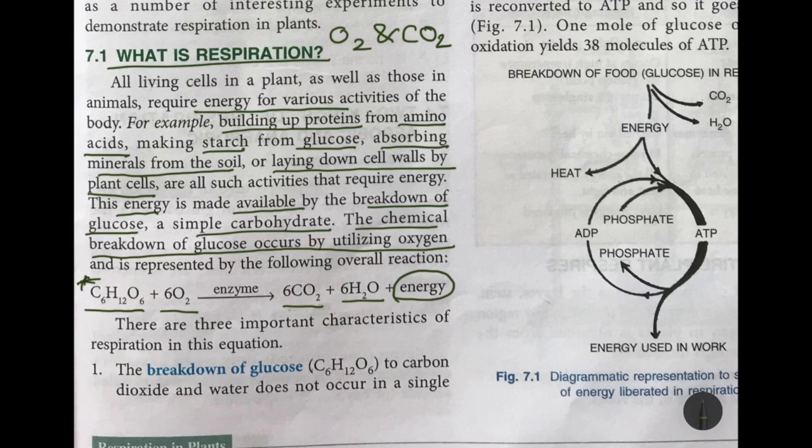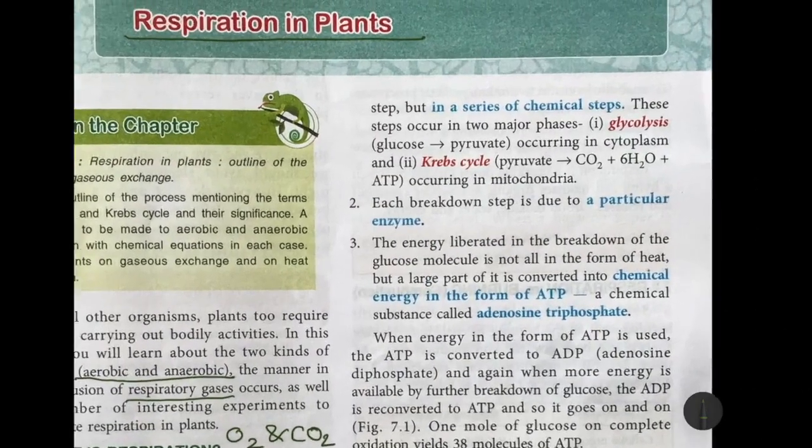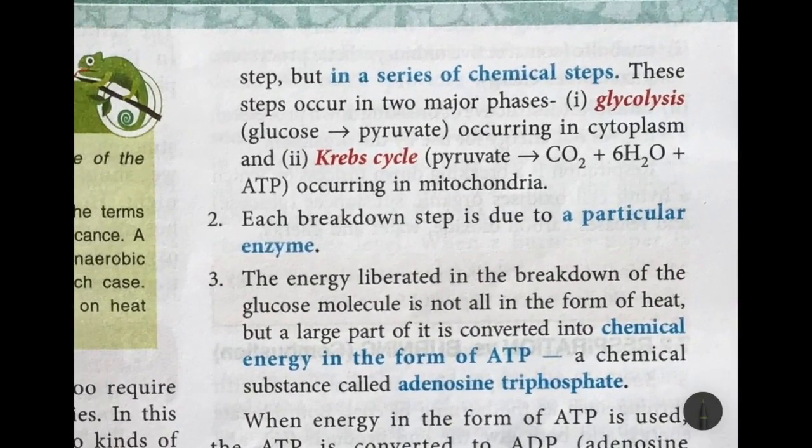So there are 3 important characteristics of respiration in this equation. If you look at it, we have just a single step in this reaction. But remember children, the breakdown of glucose to carbon dioxide and water does not occur in a single step, but in a series of chemical steps. There are different steps, one after another. But when we write an equation, we just write it in one single step.